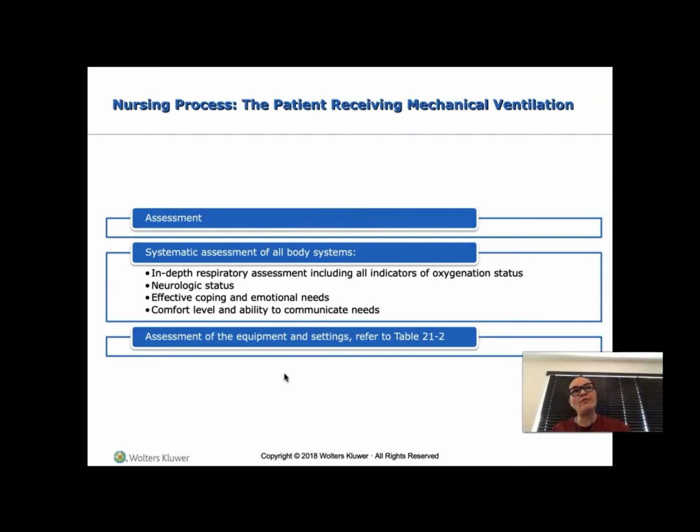Assessment of equipment. So everything we are using, are there any holes? Are there any kinks in our tubing? This is now part of your assessment of the patient because this machine is breathing for your patient. Are the alarms set? Is the machine plugged in? If you hear the alarm going off on your machine, we're not going to right away call a code. We're not going to right away yell.